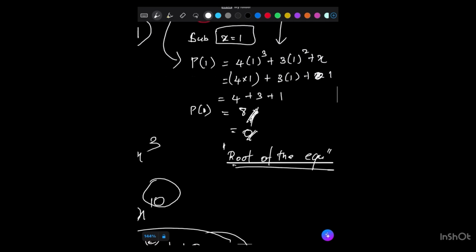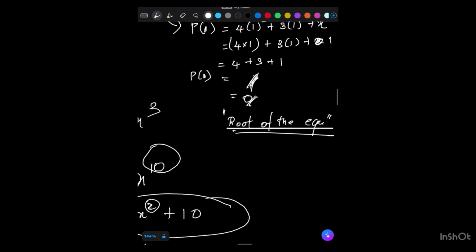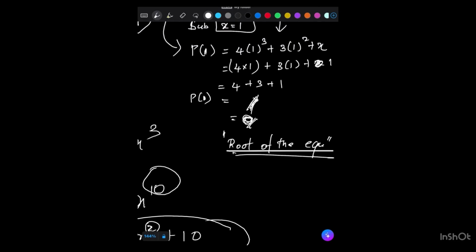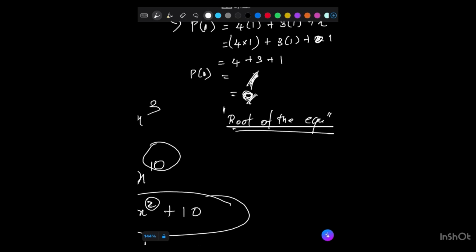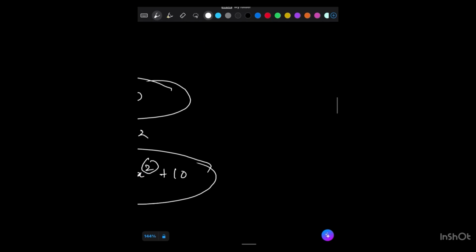So what I'm trying to convey: when you substitute 1 here, you are getting 8. Likewise, you can substitute any number. Whenever you get 0, whatever number you substituted, that number will become the root of that equation. We need to find out the root by putting which number we can get 0. This is the question.